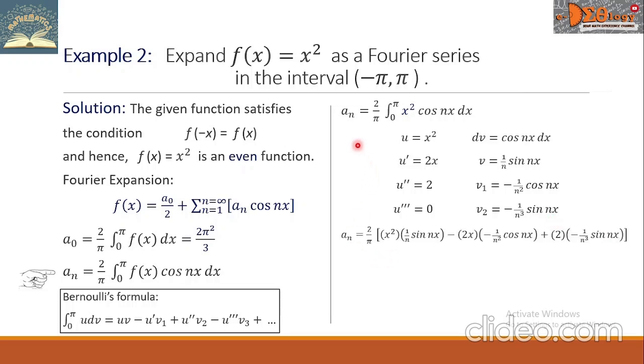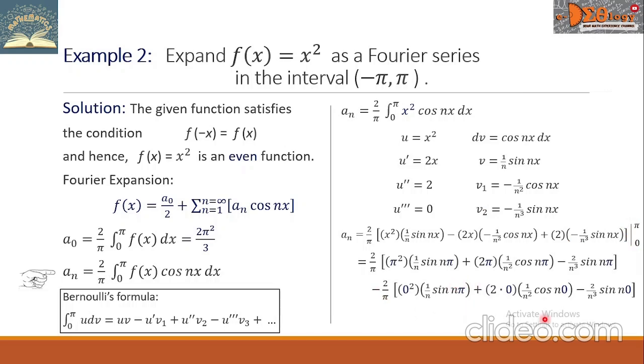Then we substitute the value of this into our Bernoulli's formula. We have now the 2 over pi times this pair of factors. This is our u times v minus the second pair of factors. This is u prime times v sub 1 plus the third pair of factors. This is u double prime times v sub 2. We will evaluate this with respect to the limits from 0 to pi. We have now the two big groups.